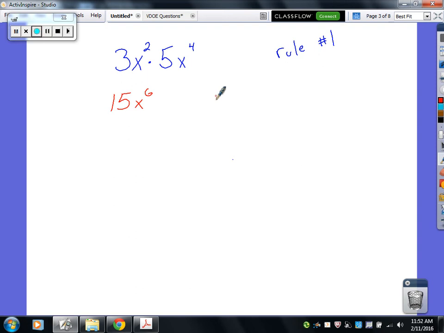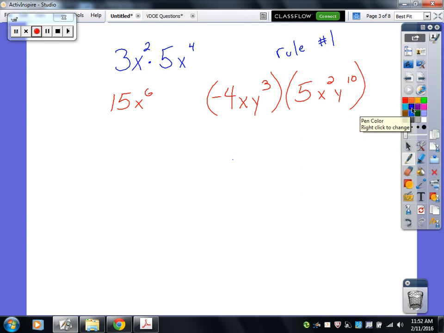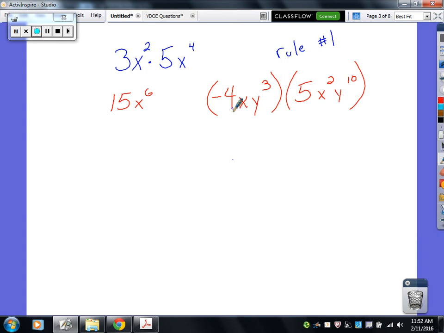Let's say we have negative 4xy to the 3rd times 5x squared y to the 10th. So I know that this is rule 1 because the parentheses are back to back. That's multiplication. So understand that negative 4 and 5 are not exponents, so they don't follow the normal exponent rules. They just follow the normal multiplication rules. So what is negative 4 times 5? Negative 20. And then what is the exponent of this x? There's a 1. So what's x to the 1st times x to the 2nd? X to the 3rd. Good?